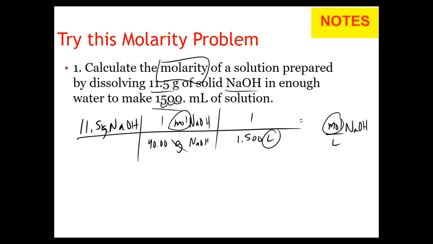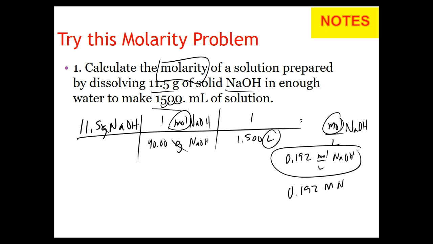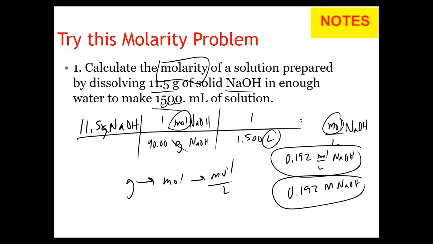You have 3 sig figs, and that would give you 0.192 moles per liter of sodium hydroxide, or I could write it the same thing as 0.192 molar sodium hydroxide, which is what we tend to write on solutions. It's both the same answer, right? So this is about going from grams to moles and then taking those moles and sticking them on top of liters. And that's the only new trick that we have to throw into this.